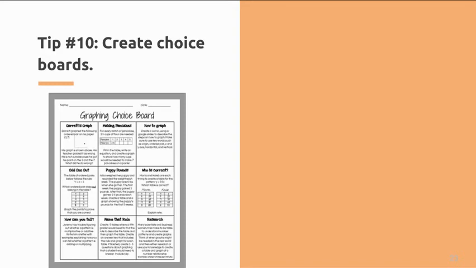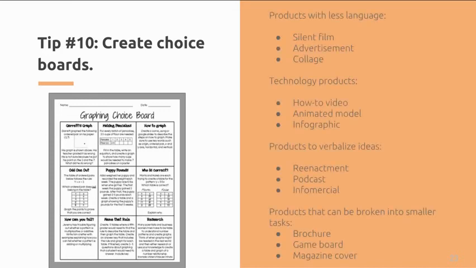Tip number 10, create choice boards. Choice boards are one way to ensure that students have products that address their specific learning needs. In selecting product options, consider the learning profiles of your students. For instance, ELL students benefit from products that require flexibility in language use. Students with fine motor challenges benefit from products that allow the use of technology. Students with a writing disability benefit from options to verbalize their ideas. Students that struggle with executive function skills may benefit from products with smaller defined parts that help them track their progress.